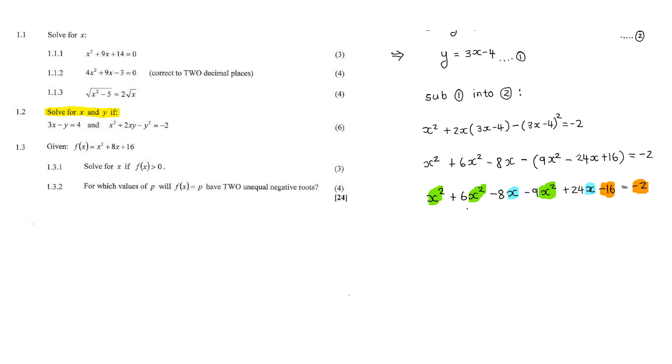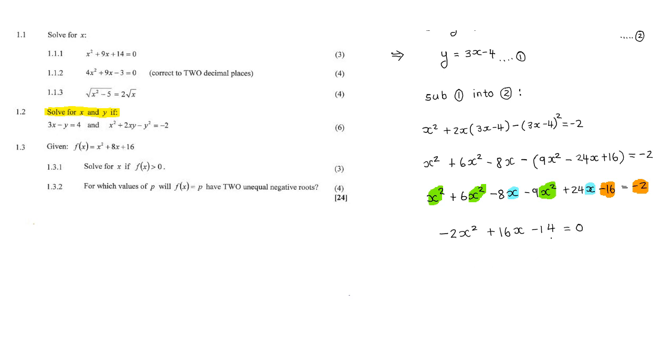We've got x squared plus 6x squared. That gives us 7x squared. And then we need to minus from that 9x squared, which means that we have minus 2x squared. And then for the x's, we have 24x minus 8x. That's going to leave us with a positive 16x. And then lastly, we have a negative 16. We're going to add to it 2, so that's going to leave us with minus 14. And all of this must equal 0.